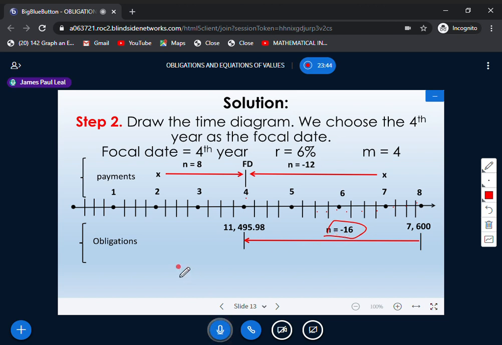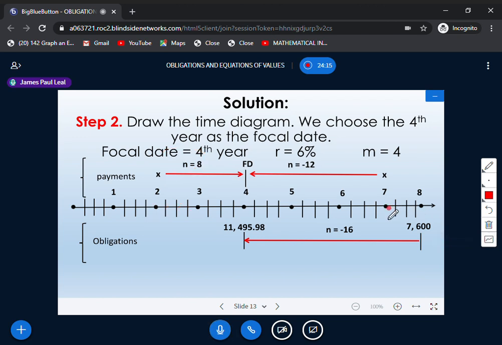That's for the obligations. For the payments, the payments here should be equal. So the first thing to do is to find the value of n, starting from the second year. This is our second year, and this is our seventh year. Let's bring it back to our focal date. It talks about the future, therefore you have positive. Then you will have 8, because 1, 2, 3, 4, and so on. You will have 8 here.